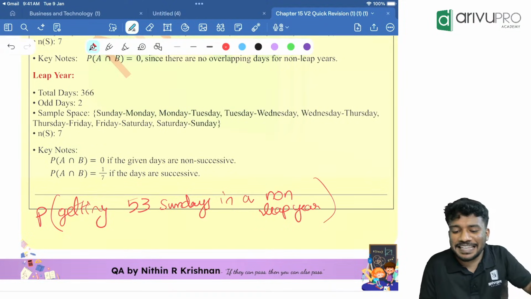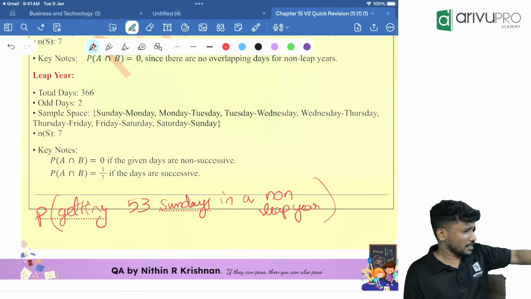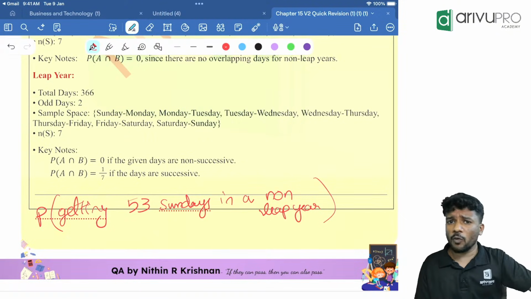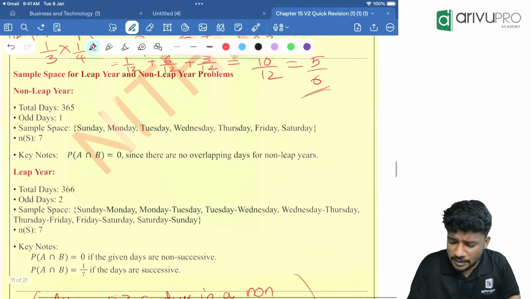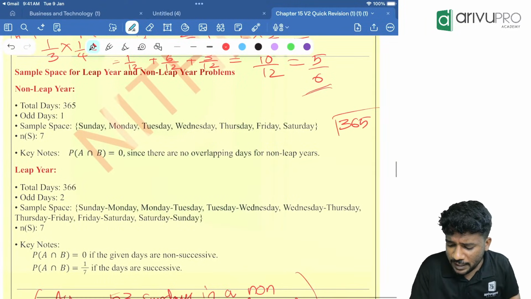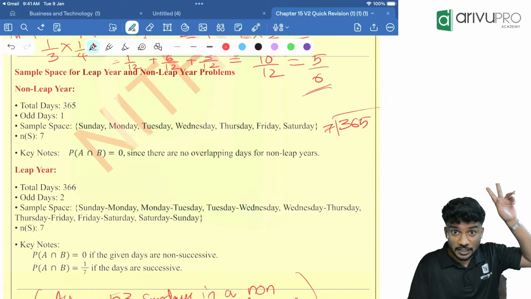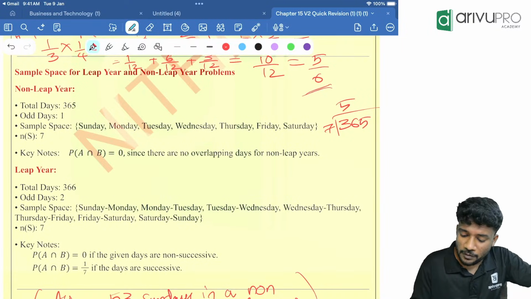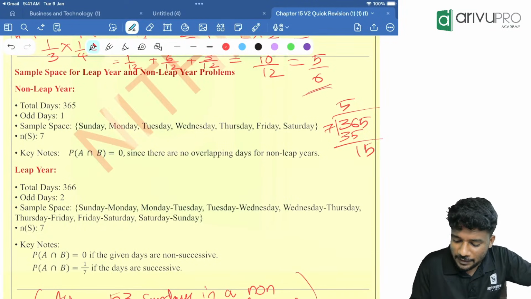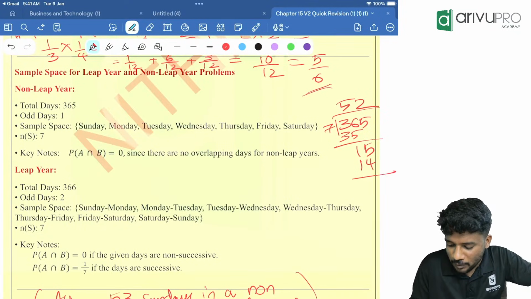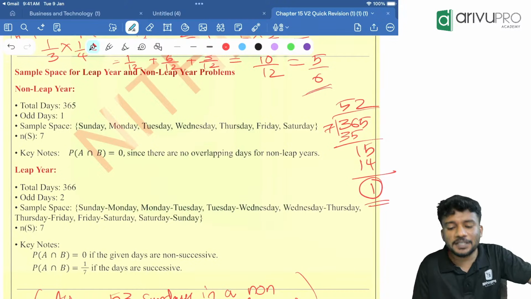Okay, that is the way they will ask the question, like 53 Sundays in a non-leap year. Why 53 Sundays? If you take 365 days and divide it by 7, using our second standard division, it is 5, 35. What is remaining? 1. Then 5 is coming down, then 7 into 2 is 14. 1 remaining day will always be there, right?